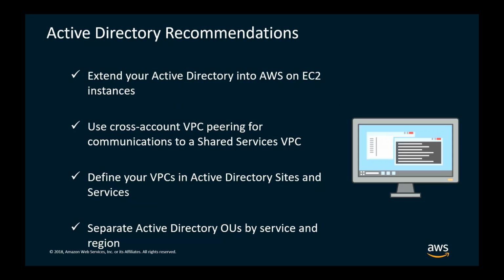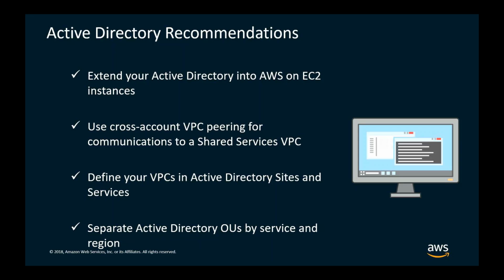Around Active Directory, we're always going to recommend extending AD into AWS on EC2, then use cross-account VPC peering for communications to a shared services VPC. The reason you want to have those Active Directory instances extended into EC2 is so you can define the VPCs in Active Directory Sites and Services and manage that traffic to keep that traffic local to AWS. Outside of the communication to the directory service for the initial user authentication, all other communication for Workspaces is native between AD and the workspace.